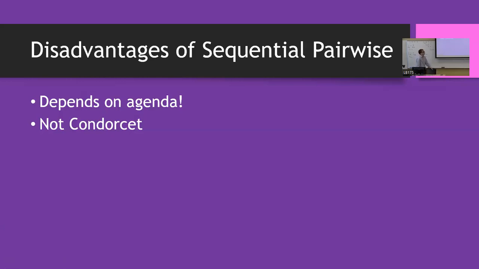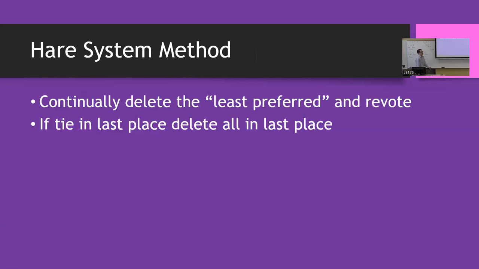But the additional disadvantage of sequential pairwise voting is that sometimes it depends on the agenda who wins and who loses. And we've probably all seen that in bracket systems too. You know, this team might match up really good with this other team, but really bad against a different team. So team A might match up really good against team C, but team A matches up poorly against team B, kind of thing. So, okay.